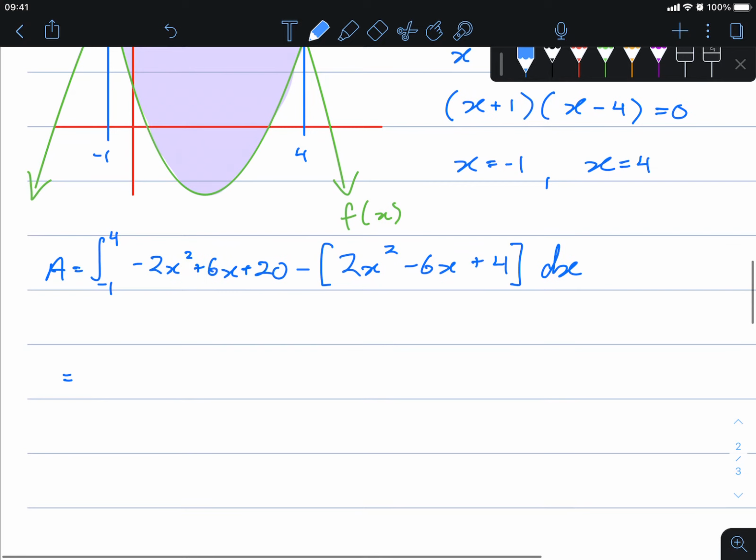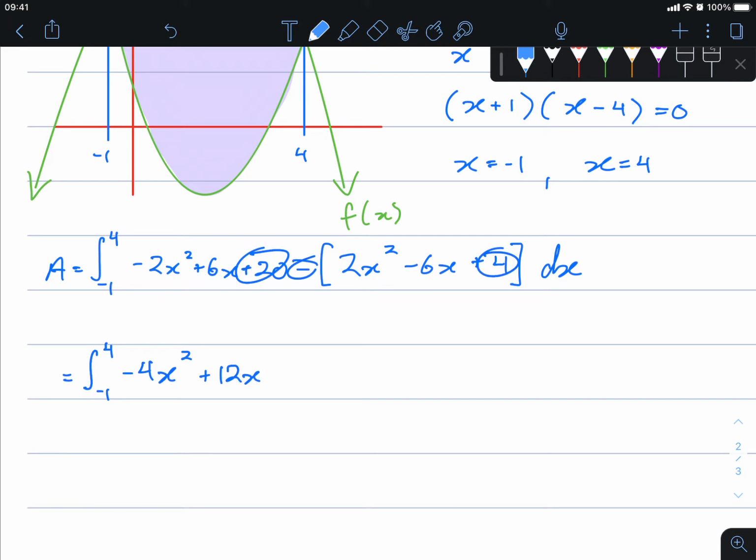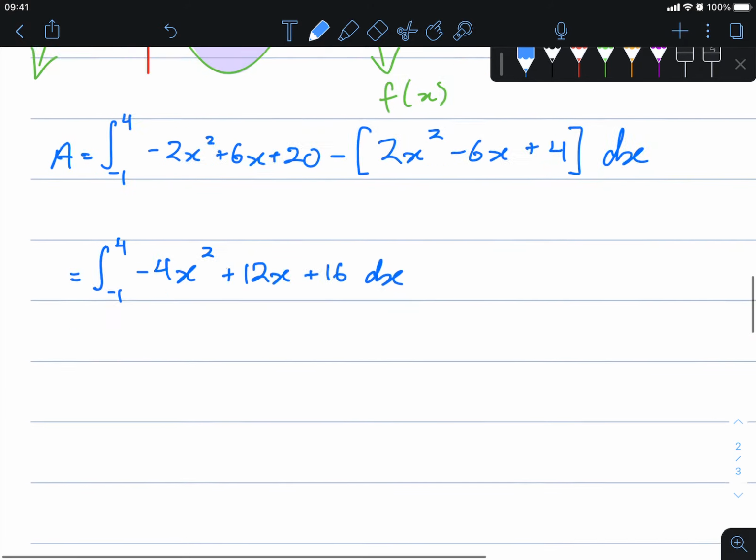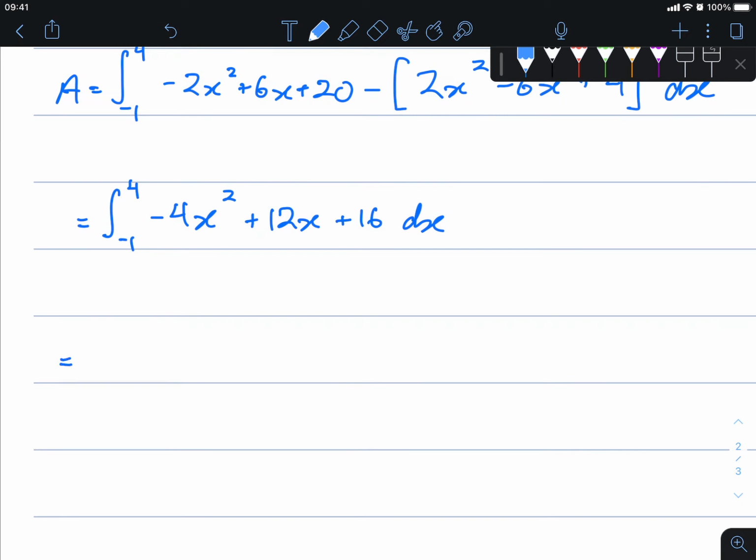Just collecting all the like terms. Negative 2 minus negative 2, that becomes negative 4x squared. 6 take away negative 6, that's 6 plus 6, that becomes 12x, and 20 take away 4 is positive 16. And this is now our integration.